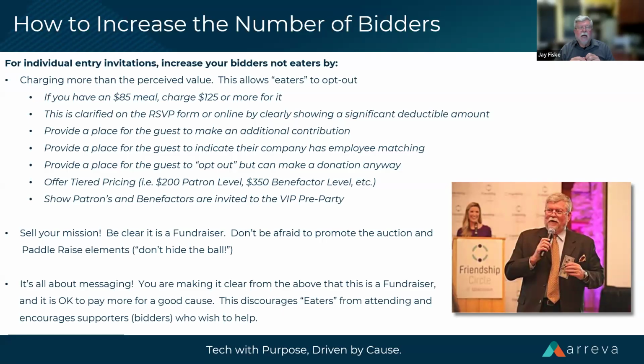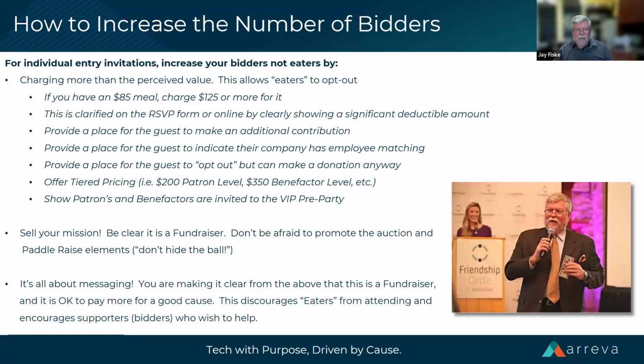And I know this seems counterintuitive, but just stick with me on this. If you're serving an $85 meal, it's okay to charge $125 for it because the person who buys that gets a $40 tax deduction, potentially, assuming you're a 501c. The difference between the fair market value of the meal and what the person pays for it is considered a cash contribution. And so that would be a $40 tax deductibility, potentially.